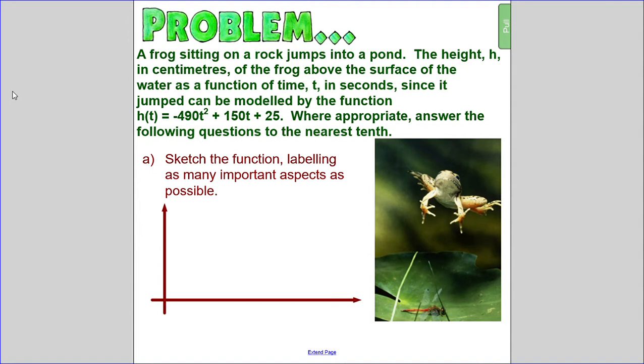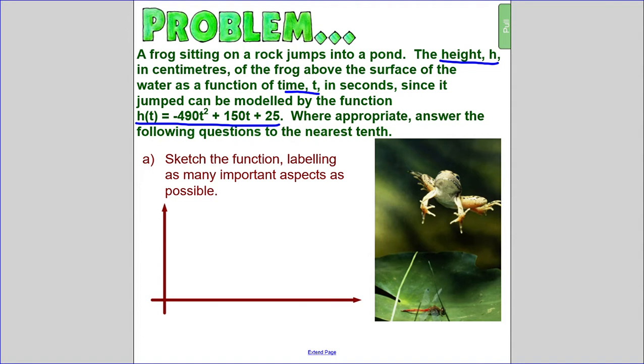So we've got a frog sitting on a rock and he jumps into a pond. In this case we have our formula that's here, and we have to keep in mind that h of t stands for the height. So h is our height relative to time, where we've got time with the variable t and h for our height. Since it jumped, it can be modeled by a function that looks like a parabola.